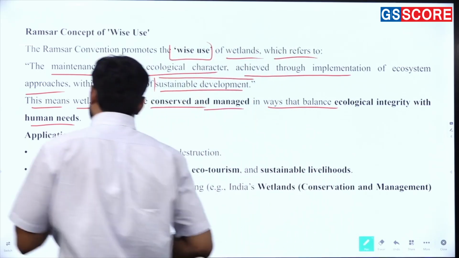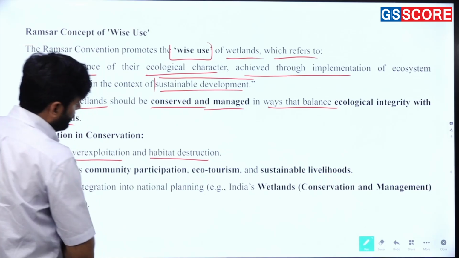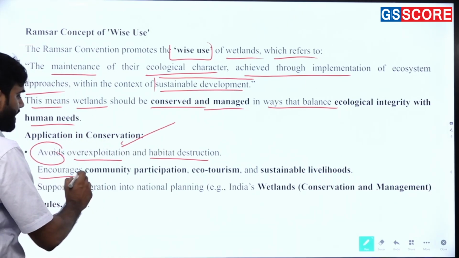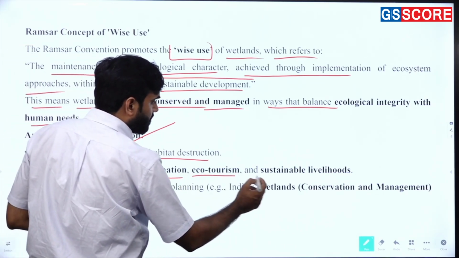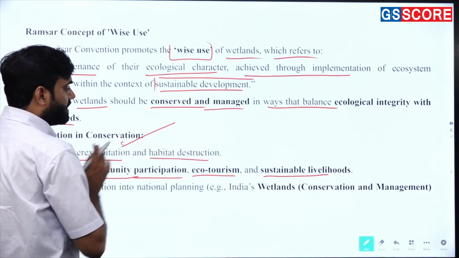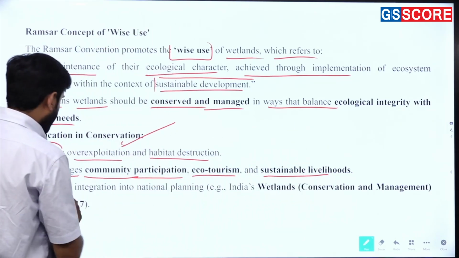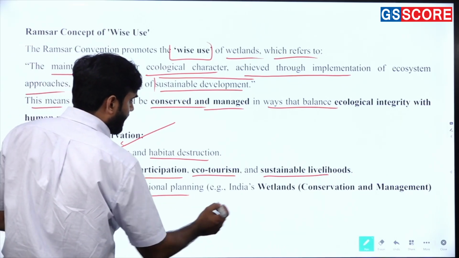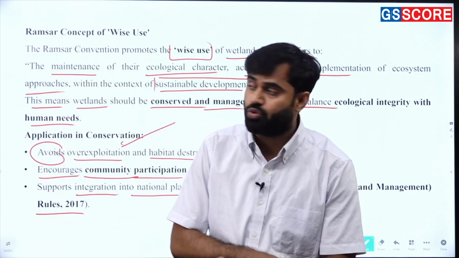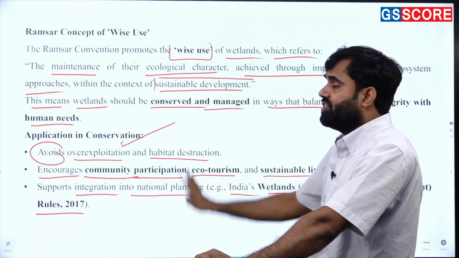Next one. What are the applications in conservation? Avoid over-exploitation and habitat destruction. Getting the points? Avoid over-exploitation. Encourage community participation, ecotourism, sustainable livelihoods. You know that recently Kerala was in the news due to its ecotourism, and another state was Uttarakhand. And sustainable development to support integration into national planning, the India Wetland Conservation Management Rules 2017. I also mentioned the rules. You know what kind of applications and what the basic uses are, I mentioned each and everything.